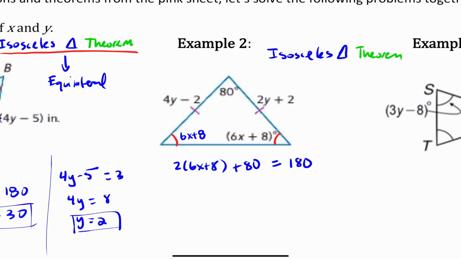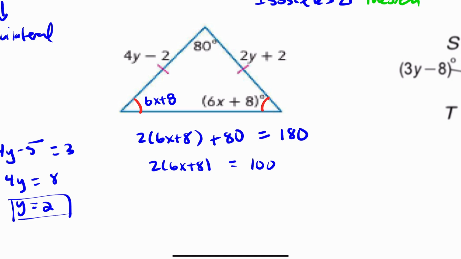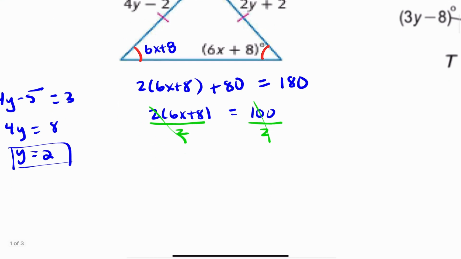So then I can subtract 80 from both sides, and I get 100. Then I'm going to do that trick that I did before. It's a long time ago. You can treat this parentheses as x, right? It's like you're solving for x. So this is like 2 times the quantity x equals 100, right? So I'm going to divide both sides by 2, and I get 6x plus 8 equals 50.